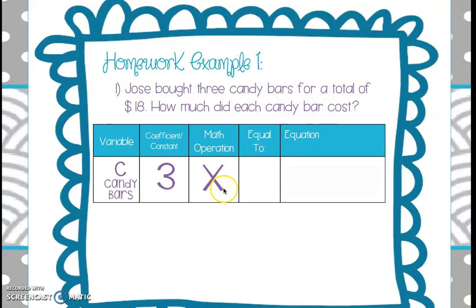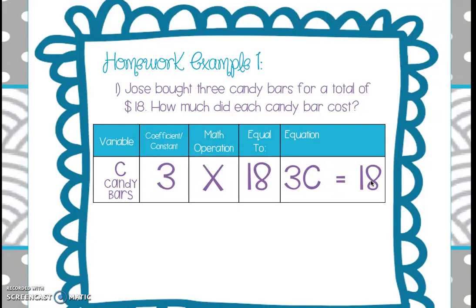Okay, now normally when we see the word total, we mean to add, but in this problem, it's saying the total or the final answer was $18. The total cost, the final cost was $18. So our equal to in this problem is $18. Okay. Now, if we put it all together and write our equation, okay, we're going to say 3 times some amount for the candy bars equals $18. Okay. So 3C, or 3 times some candy bar price, equals $18.